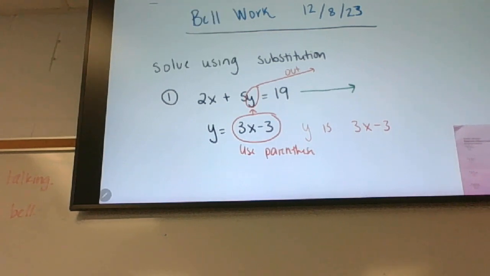So that's going to look like 2x plus 5, put a parenthesis, 3x minus 3, equals sign 19. That's the substitution, taking something out, putting something else in. Now is when we've been practicing distributive property and combining like terms.